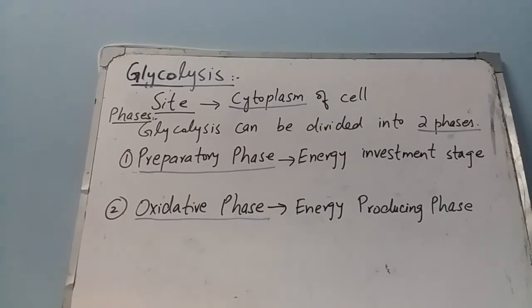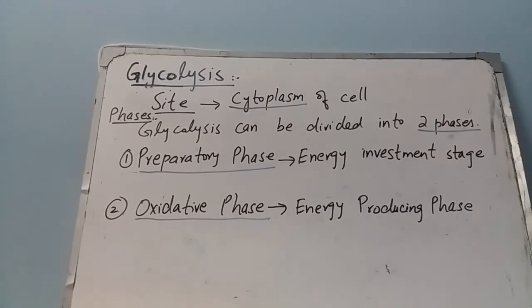And next is the site of glycolysis. Site means where glycolysis occurs. Glycolysis is basically the anaerobic phase of respiration. It does not require molecular oxygen, and it occurs in the cytoplasm of the cell.